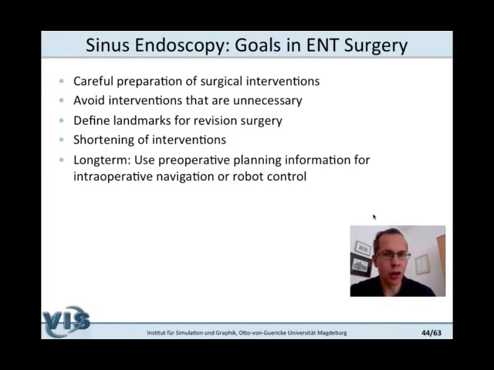In a similar way, intraoperative navigation is possible in surgery as well, at least in selected areas where the human anatomy is not undergoing too severe changes during surgery. For example, in surgery related to the skeletal anatomy, this kind of intraoperative navigation is possible. So that's a long-term goal.